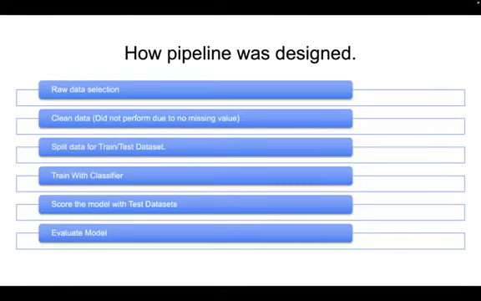Then we'll move to how the pipeline was designed. First step is to select the raw data retrieved from Kaggle. Second step is to clean data if necessary. Third step is to split data into train and test datasets based on a given ratio. Fourth step is to train the dataset with a certain classifier. Then we'll score and evaluate the model with test datasets.